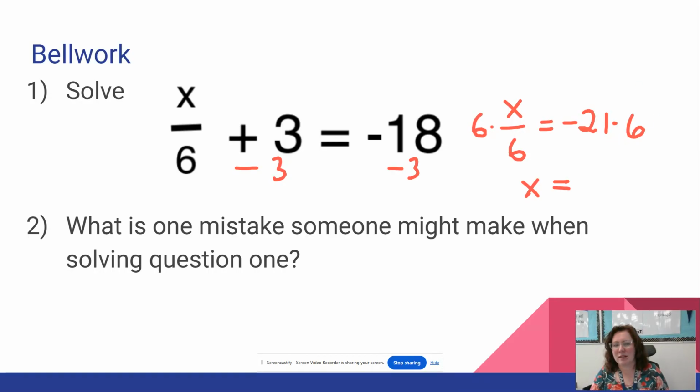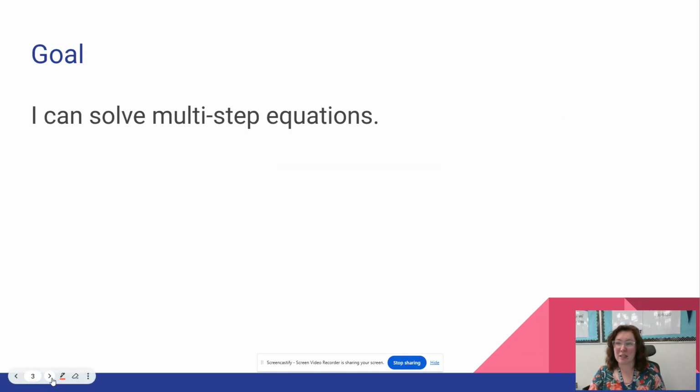What is one mistake someone might make when solving question 1? Well, I can think of a few. One might be they don't notice the negative and they just do 18 minus 3 is 15. Another might be they see this divide and think it means we have to do negative 21 or 15, whichever, if they made a mistake, divided by 6 instead of multiplying by 6. There are a few various mistakes that people could accidentally make.